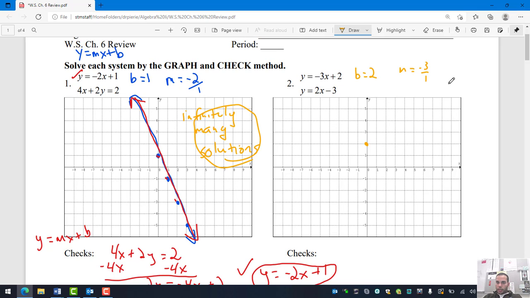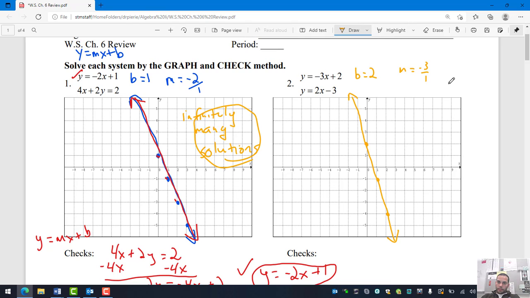So from this point, my rise is negative 3. I go down 3, 1, 2, 3, and then over 1 to the right. I'm always going to the right. Down 3, over 1 to the right. Play connect the dots, and your line should look something like that. Okay, now do the exact same thing with the other equation.